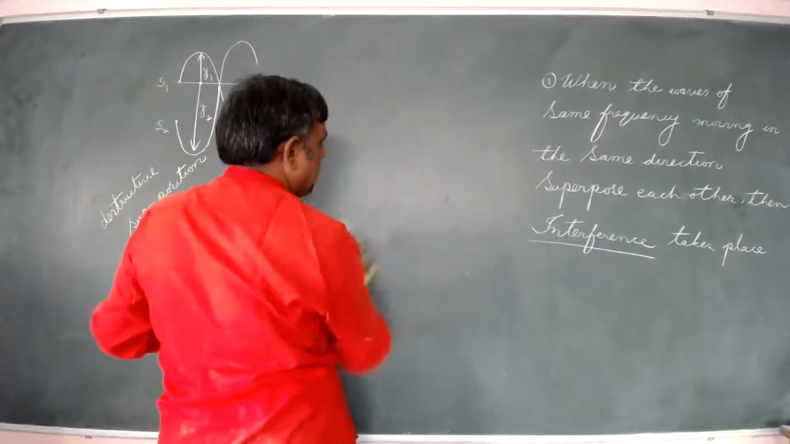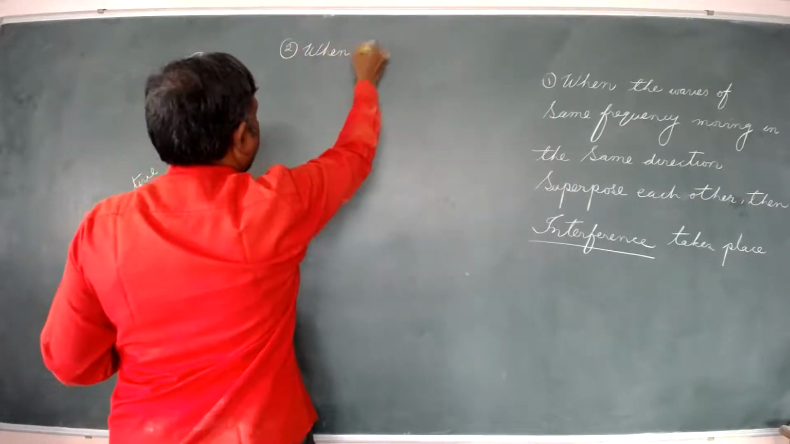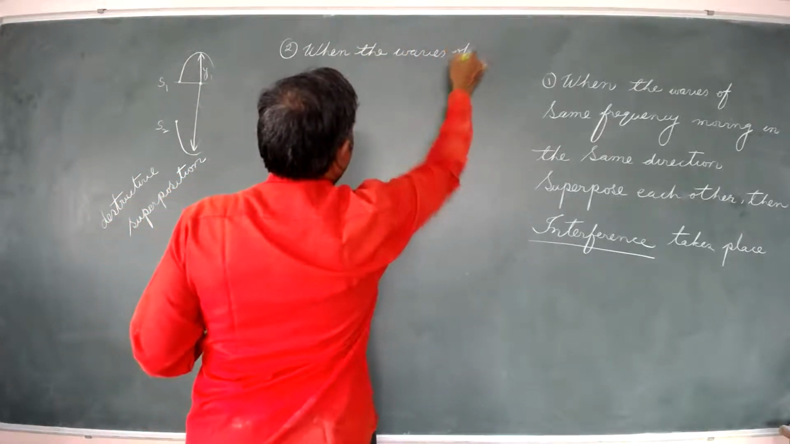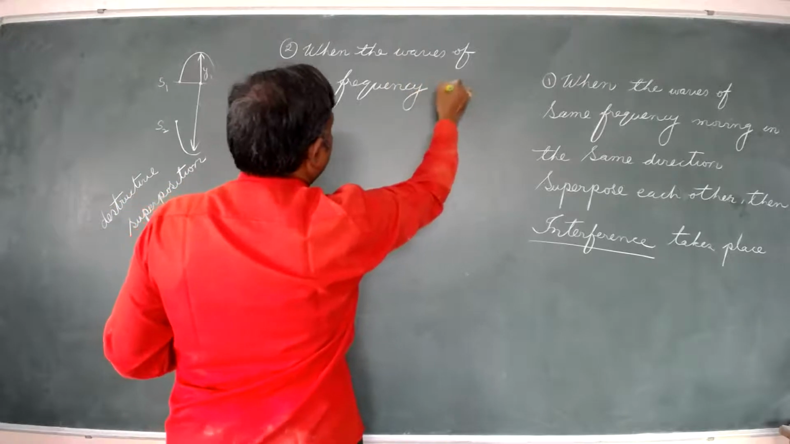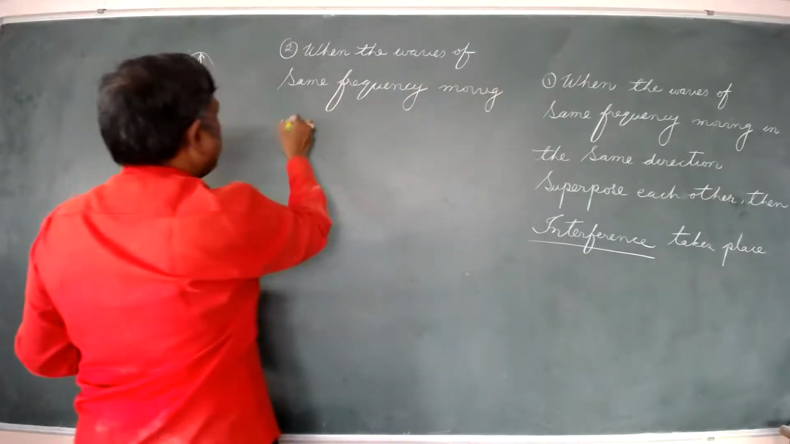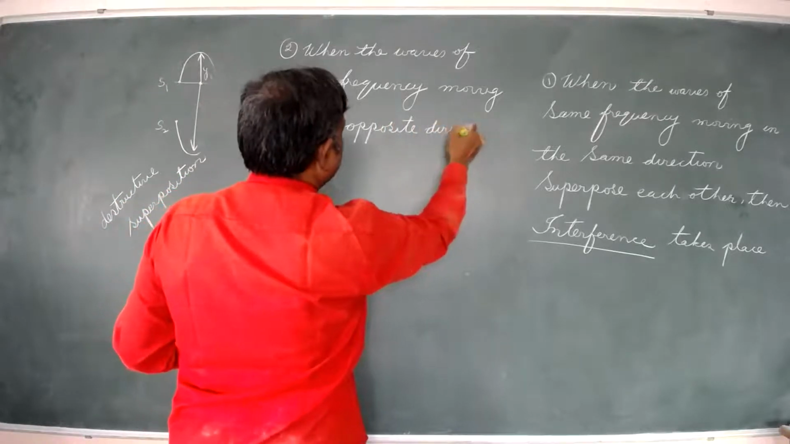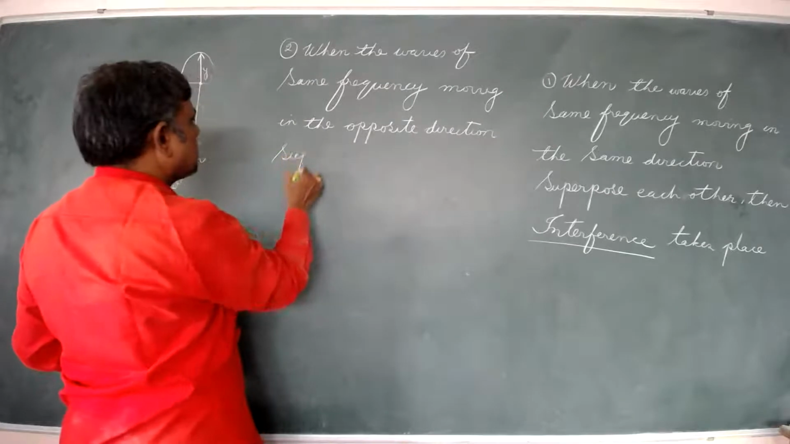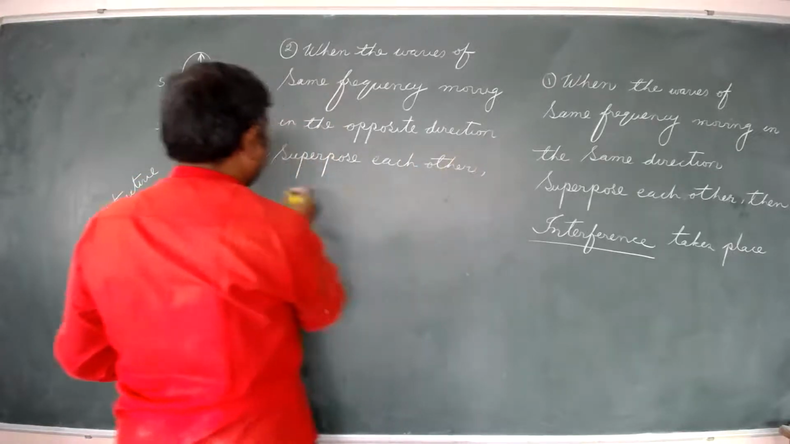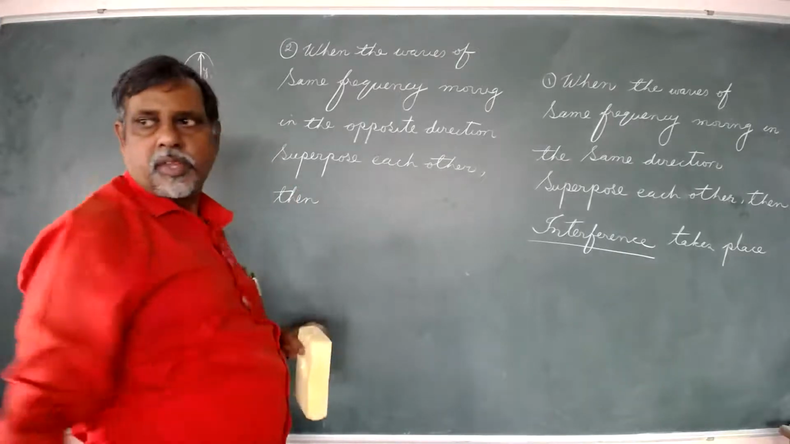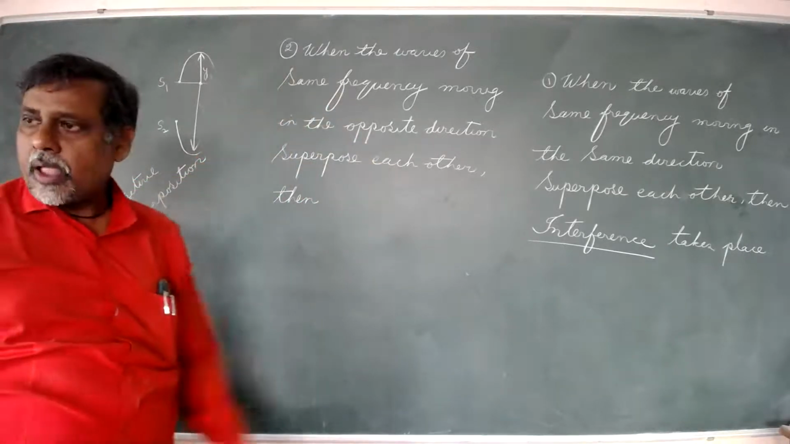So the next category, look at this. When the waves of same frequency, moving in the opposite direction, superpose each other, then what do we get? Waves of same frequency moving in the opposite direction superpose each other. Then what do we get?